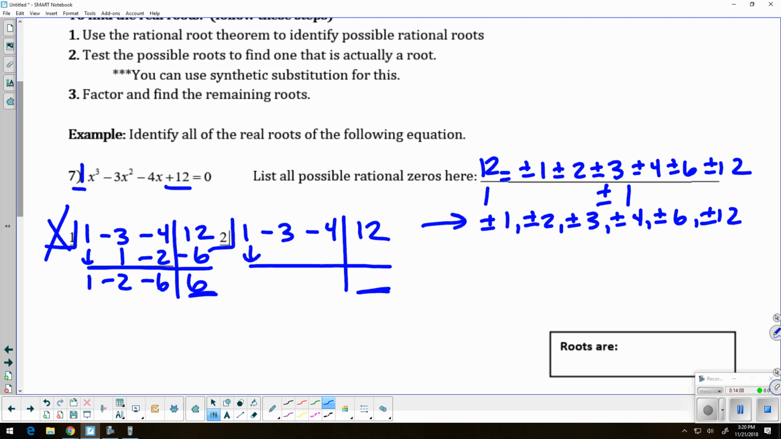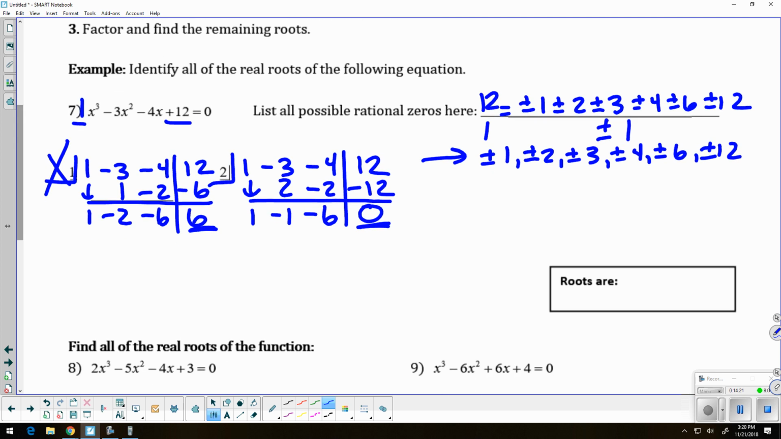So 1 drops down. Multiplying is 2, adding is negative 1. Multiplying is negative 2, adding is negative 6. Multiplying is negative 12. Bingo. There we go. We got one solution. Okay, so we have one answer so far out of the 3 solutions that we should have.